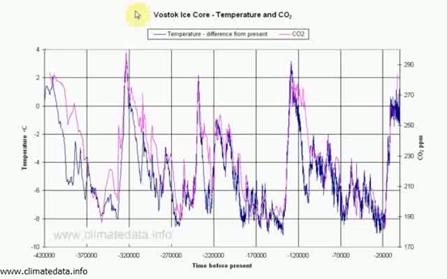In this graph, we're looking at another proxy for temperatures, which is from ice cores. In the Antarctic, ice can be thousands of meters deep and record temperature for hundreds of thousands of years. In this case, we're looking at data from the Vostok ice core.